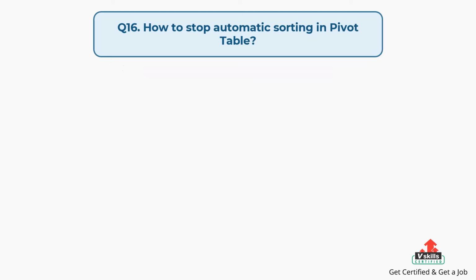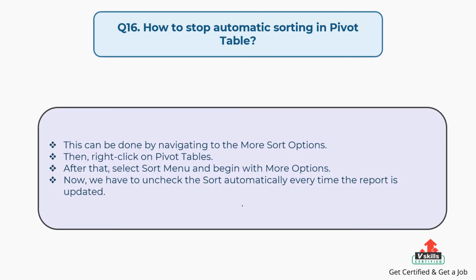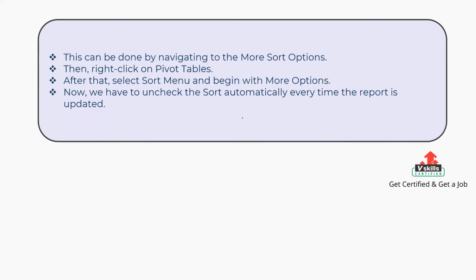Question number 16. How to stop automatic sorting in pivot table? The answer is: this can be done by navigating to the More Sort options. Then, right-click on Pivot Tables. After that, select Sort menu and begin with More options. Now, we have to uncheck the sort automatically every time the report is updated.